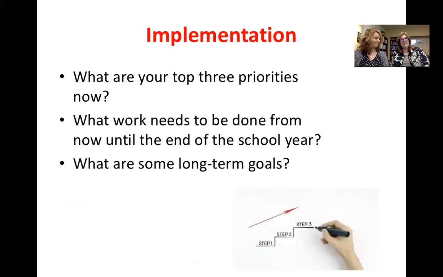Consider these some questions to ponder as you reflect on the ideas we've shared with you today. What are your top three priorities now when it comes to developing a program of collaboration and co-teaching for English learners? If you're still not at the end of your school year, what work needs to be done from now until the end of the school year? Or what are some long-term goals for the coming school year?